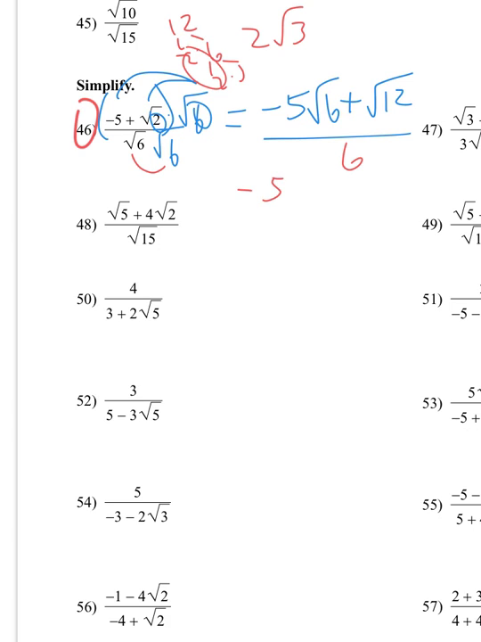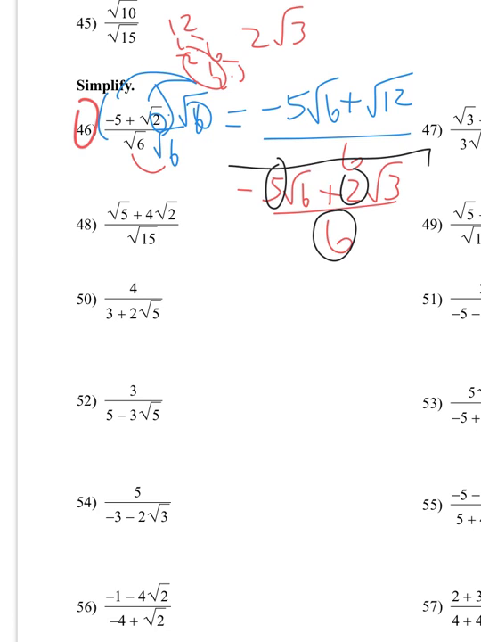So I have negative 5 radical 6 plus 2 radical 3 all over 6. Now, I can't do anything else here. The one thing you want to check is if there is a number that can be taken out of all 3 of these, a common factor, then you need to reduce it by that. In this case, you can't. Okay, so this one cannot be simplified, so this would be our answer right here.